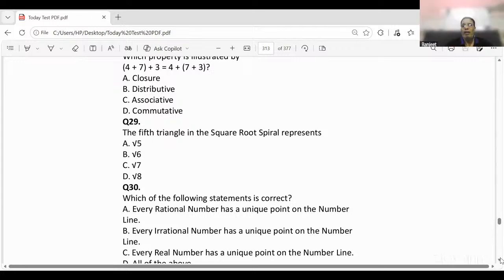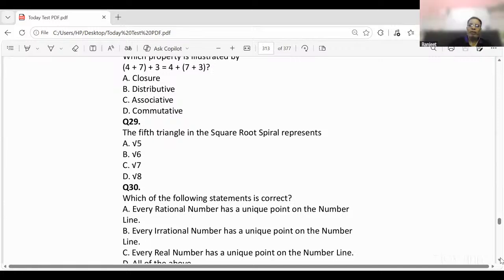The fifth triangle in the square root spiral represents? Root 5? The first triangle represents root 2, the second represents root 3, the third represents root 4, the fourth represents root 5, and the fifth represents root 6. Okay, you got the idea?